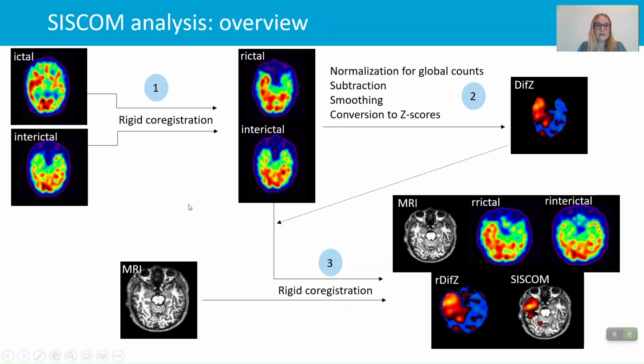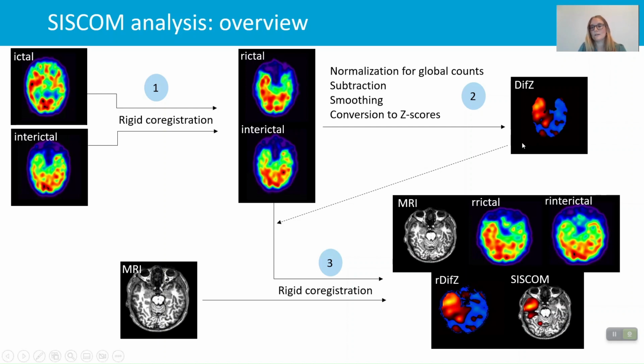Then we go to the SISCOM analysis. I will show you the overview here, then we will go through it step by step, and in the meantime we can run an analysis together in MATLAB and SPM. So you have an ictal and an interictal scan. You co-register them together so they match. Then you want to normalize for global counts, because most likely the injected dose was different between the ictal and the interictal scan, so you have to account for that. You will subtract the images, smooth them, and convert them into z-scores.